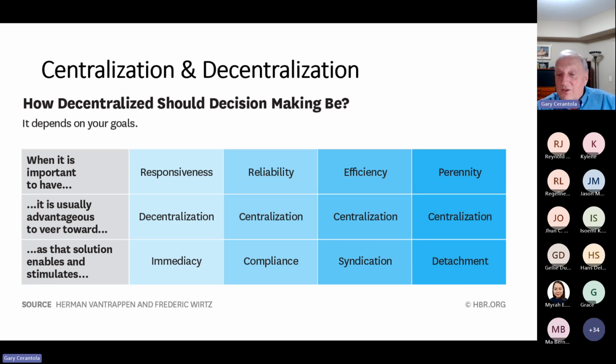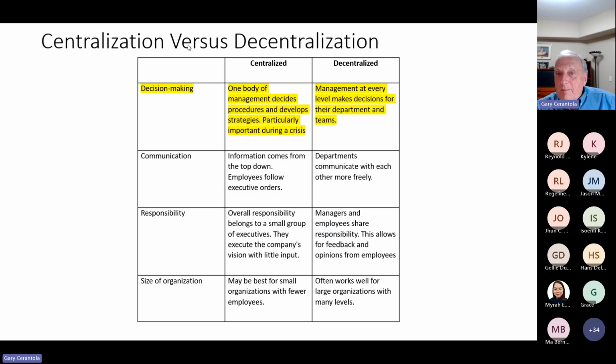Okay, so those are the things that you need to worry about. And again, if you take a look at this in terms of decision making, in a centralized operation, one body of management decides procedures and develops strategies, which is really important during a crisis. And you'll see that if an organization is fighting bankruptcy, all of a sudden all the rules change, and you've got to keep to some strict compliance to make sure that you're viable.